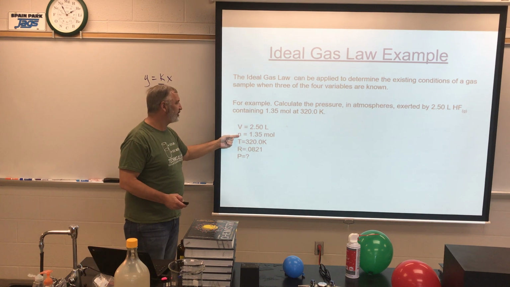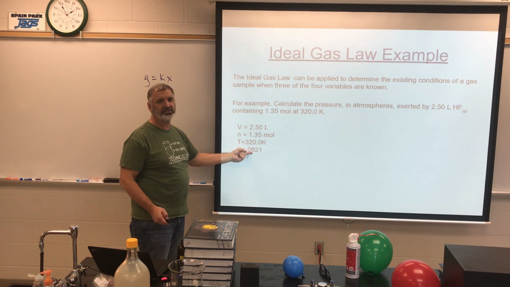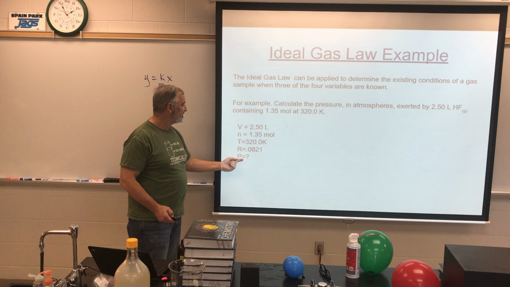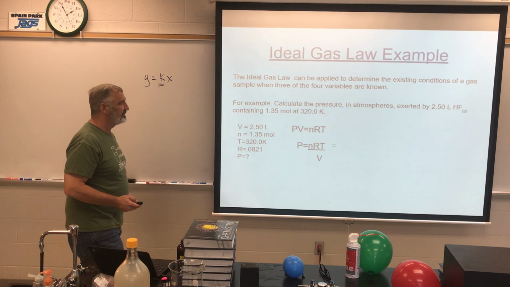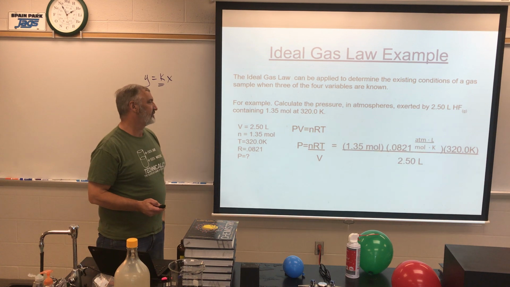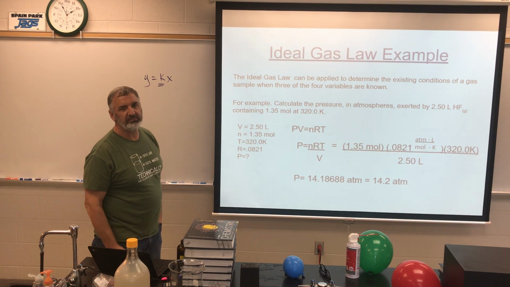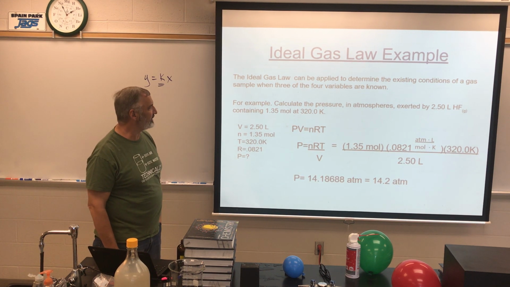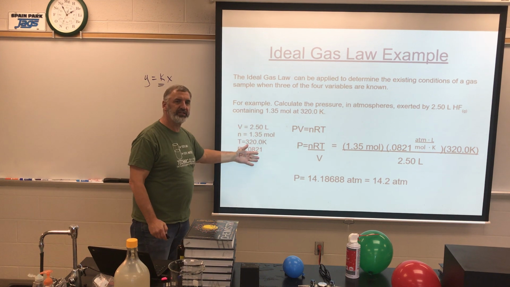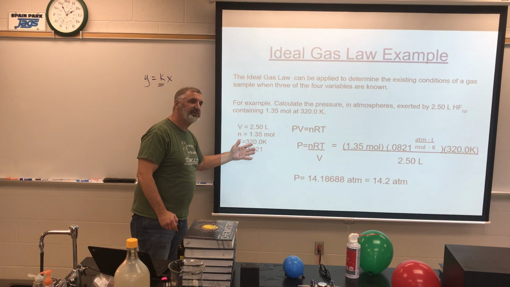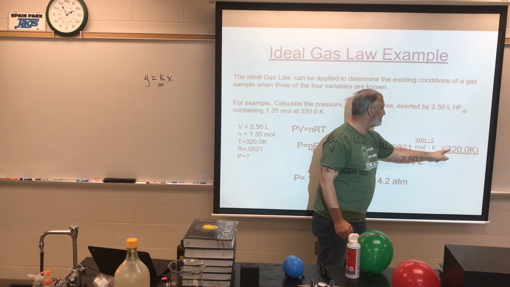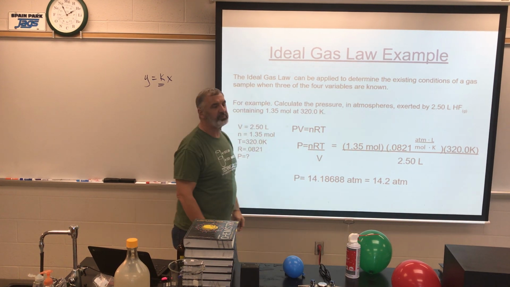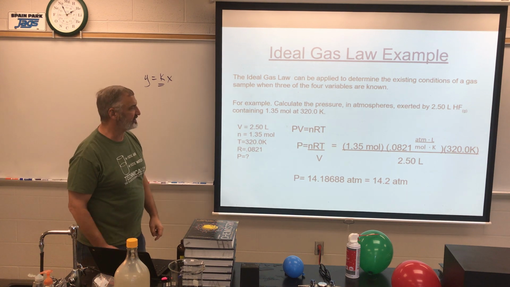I know my volume, I know moles, I know my temperature. R, you always know, it's always given, 0.0821. So the only thing I'm looking for is pressure. So we solve for P, plug it in, and voila, we get 14.2 atmospheres. So it's really straightforward. Just plug into the formula whatever I'm given. The whole thing is to make sure I'm in the right units: moles, liters, Kelvin, and the pressure always comes out in atmospheres.